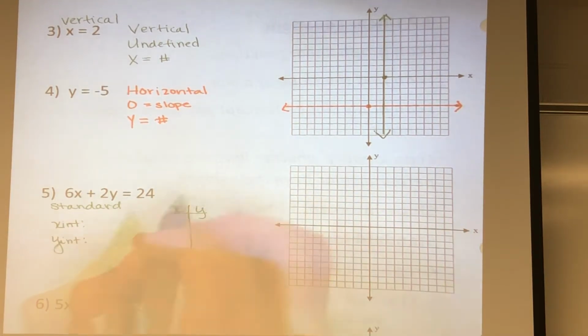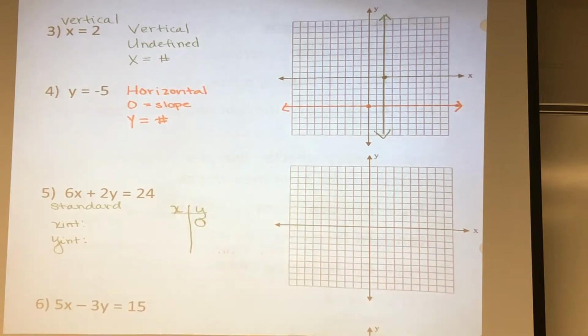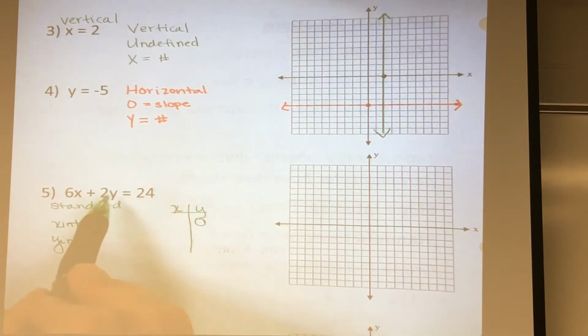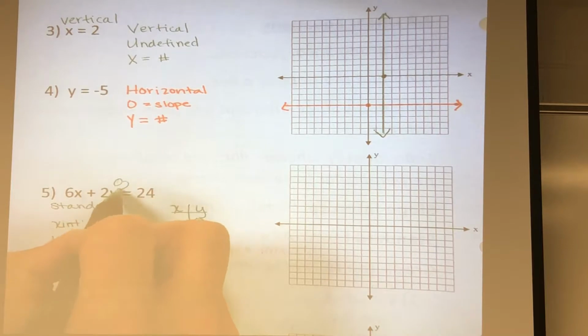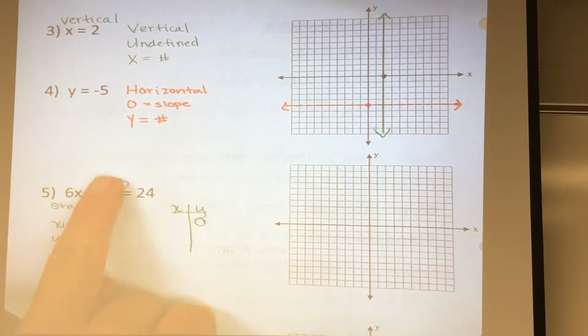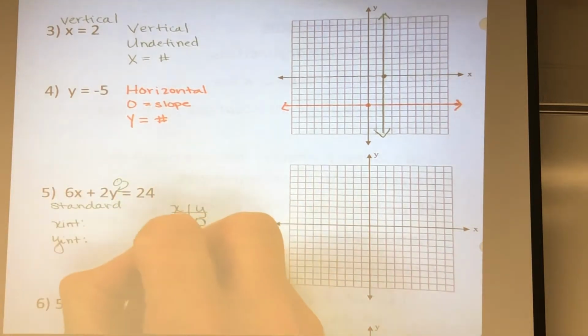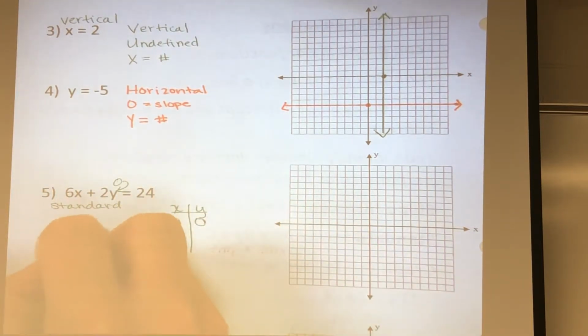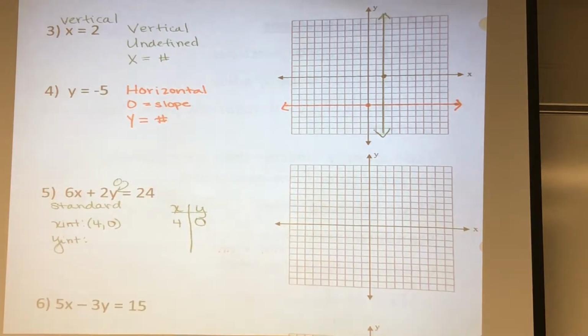Okay, and to find an x-intercept, we have to put a 0 in for y. So in this equation, we're going to substitute 0 in for the y. So 2 times 0 would be 0, so this term completely goes away. All we have left is 6x equals 24. Divide by 6, we find out that x equals 4. So our x-intercept is 4, 0.